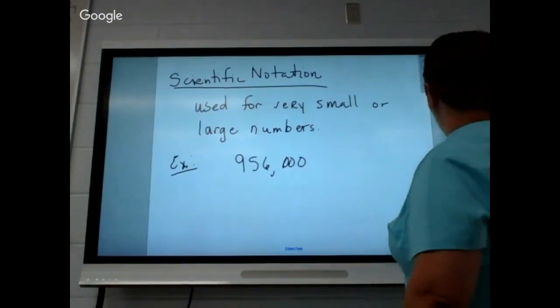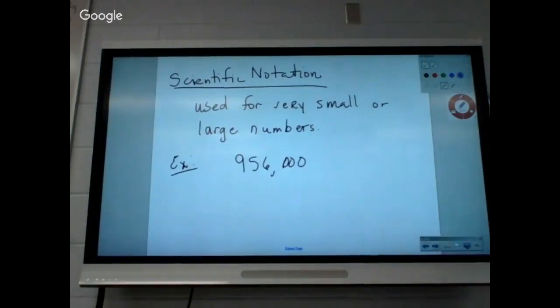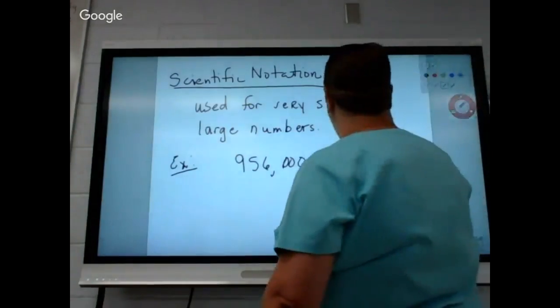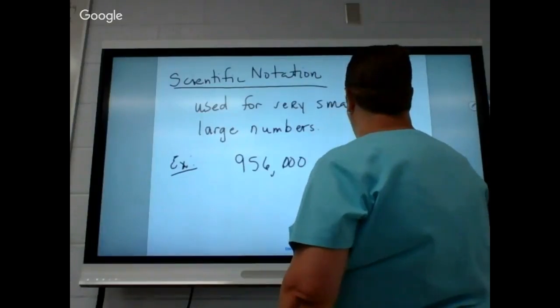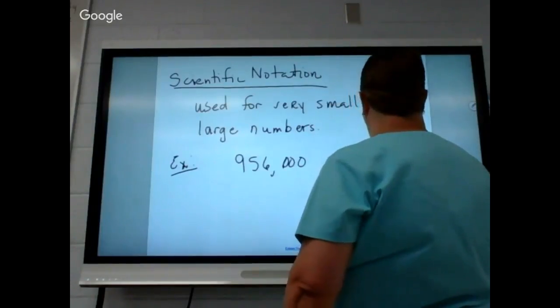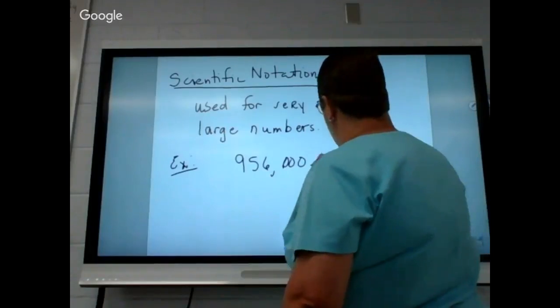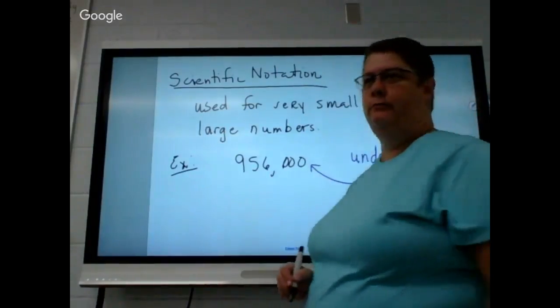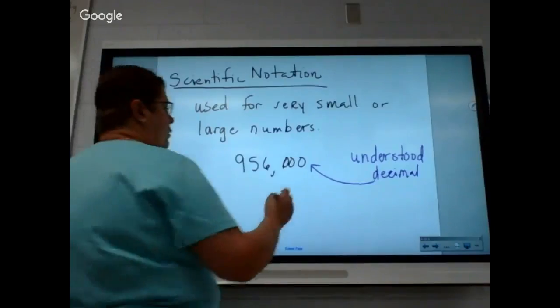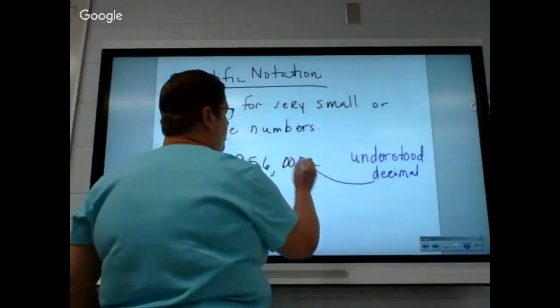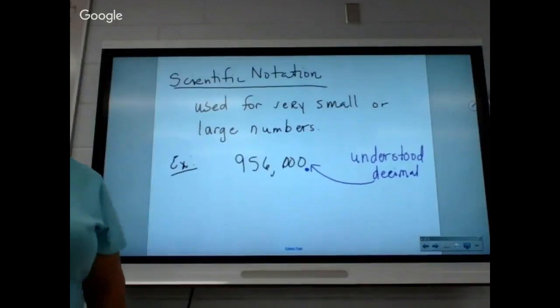So, where do we know the decimal is in this number? Behind the last 0. It has an understood decimal. And that understood decimal is right here. Everybody knows it's there. You learned it was there somewhere in early elementary school, I'm going to guess 2nd or 3rd grade. So, if you know the decimal is there, we get to move that decimal.